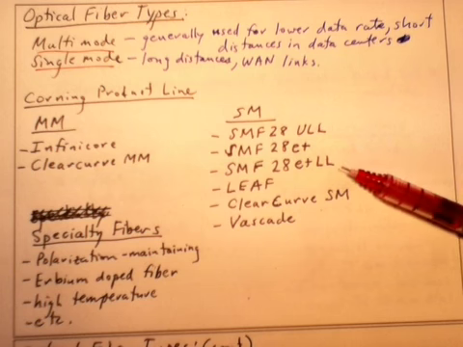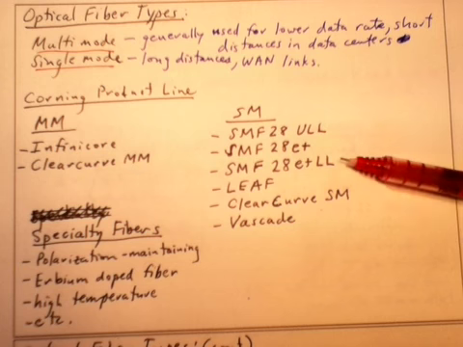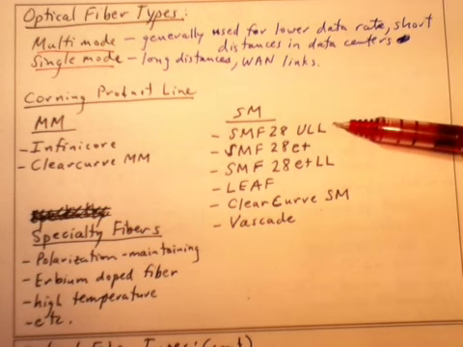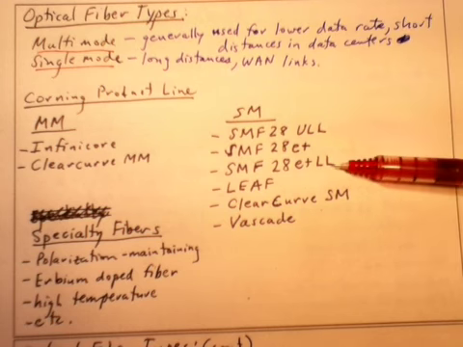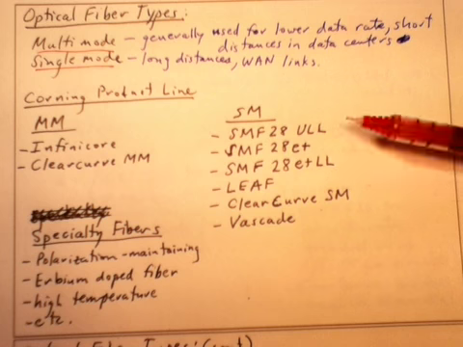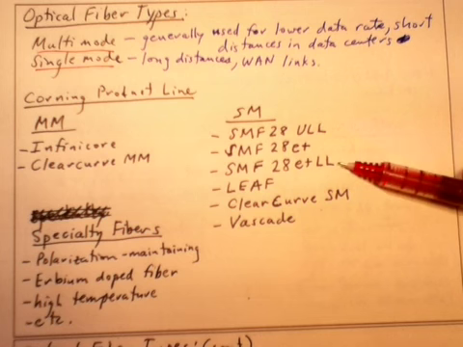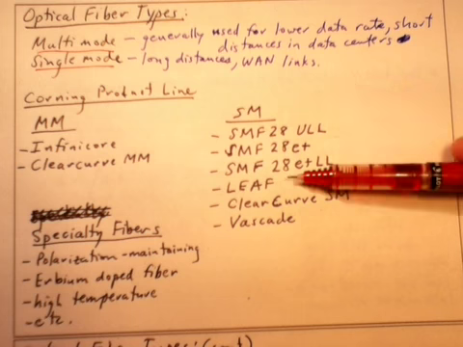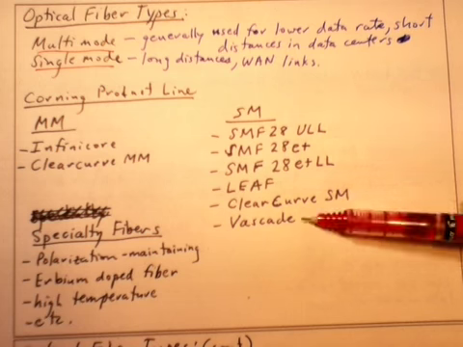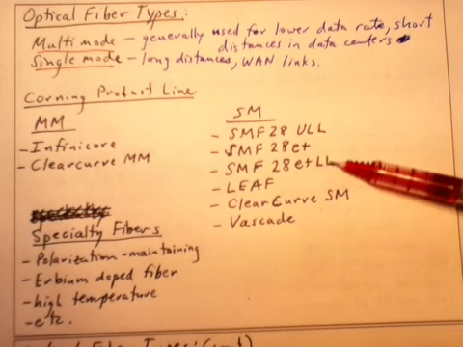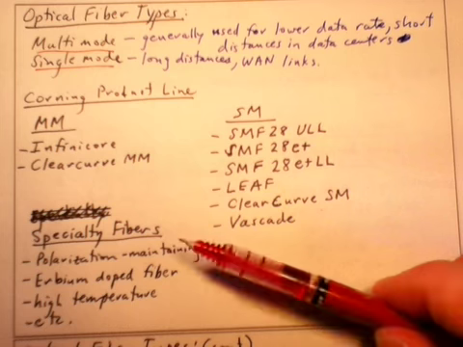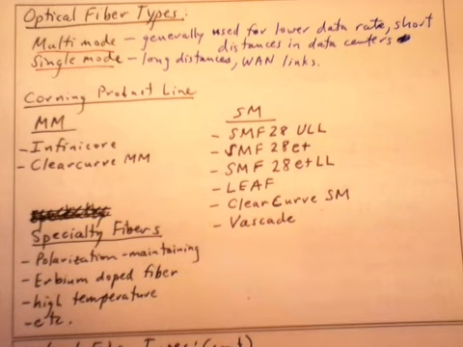SMF-28 has been the industry standard single mode fiber for many years, produced by Corning, and so over the years that product line has expanded. It includes three different varieties currently. Other varieties of single mode fiber include LEAF, ClearCurve single mode, and Vascade fibers. I'll talk about all of them in more detail. And then we also have the specialty fibers. I'll talk a little bit about them right now.